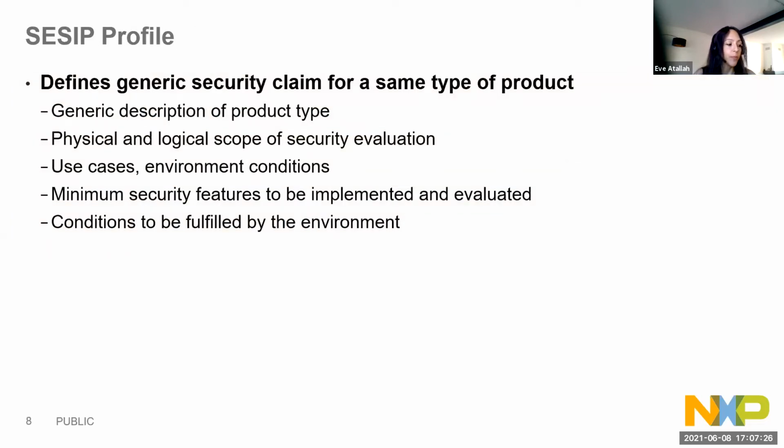So first, very briefly, a SESIP profile is simply a document in which will be defined the minimum security claims to be made for the same type of product. Concretely, you will find in a profile the description of the product type, the physical and logical scope of the security evaluation, the use cases to be considered. We will see why it is important for security testing, for instance. The minimum security features to be implemented by the product itself, and the potential conditions to be fulfilled by the environment to ensure the security of the product.